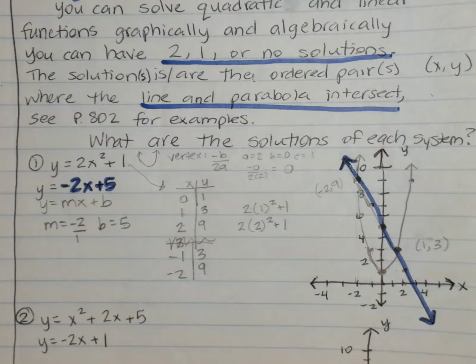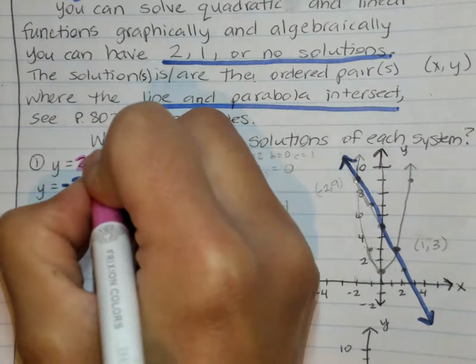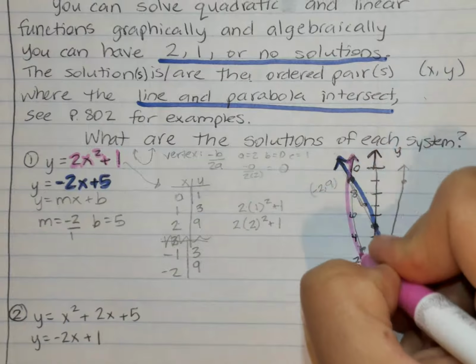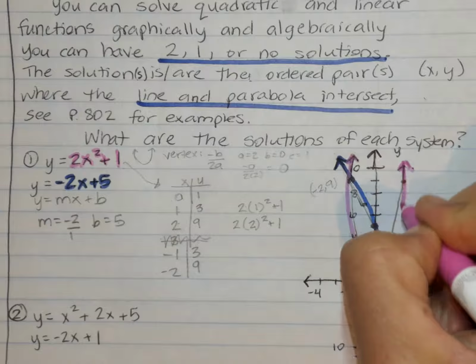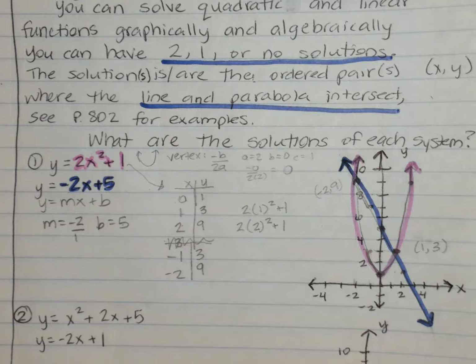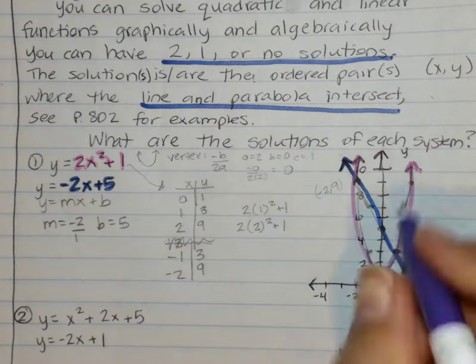Okay, there's that one, and the 2x squared plus 1 is the parabola. It just looks better. I like it better like this. Make sure you always have your arrows. The arrows mean that it's continuous and it keeps on going. Okay, so now I've got my two solutions.